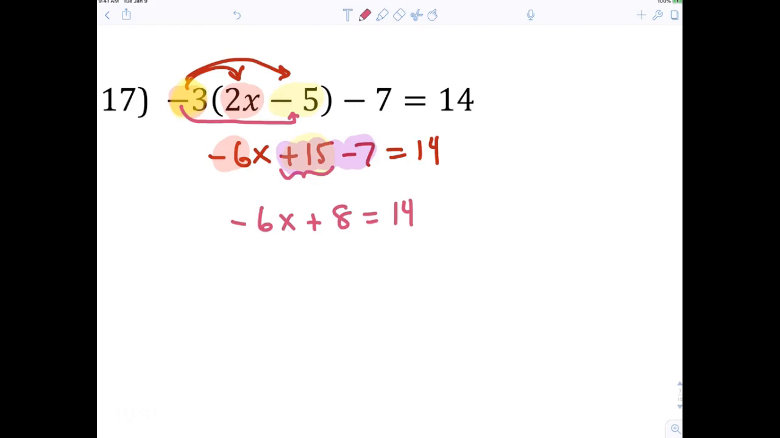Now I subtract 8 from both sides. -6x equals what? 6. So x equals what? -1.